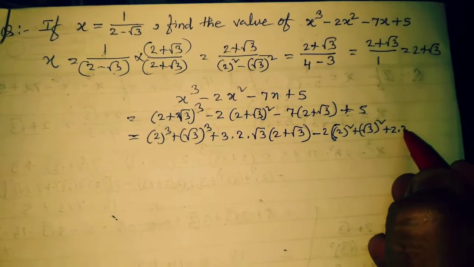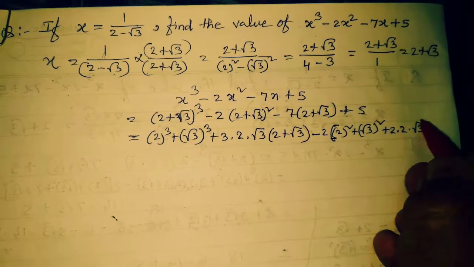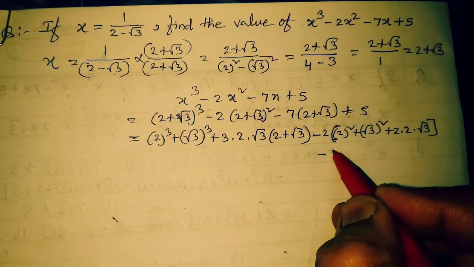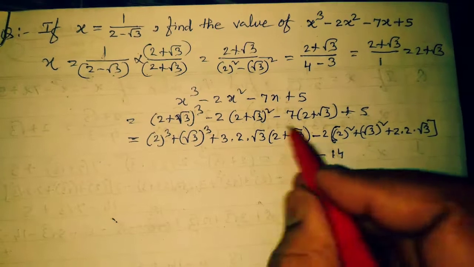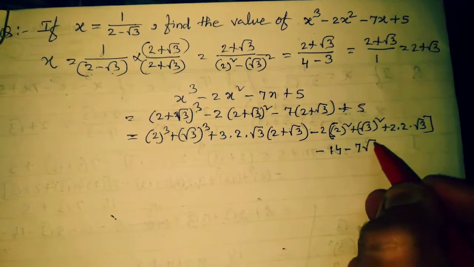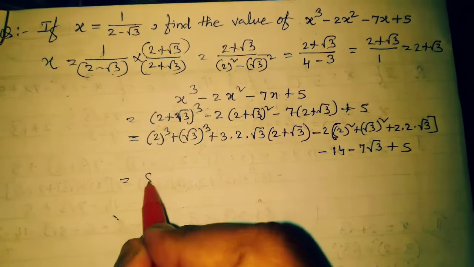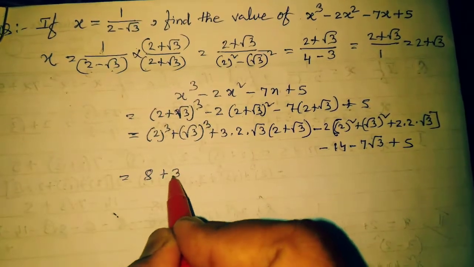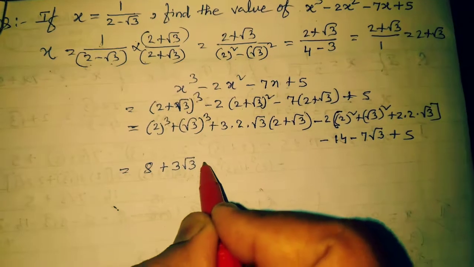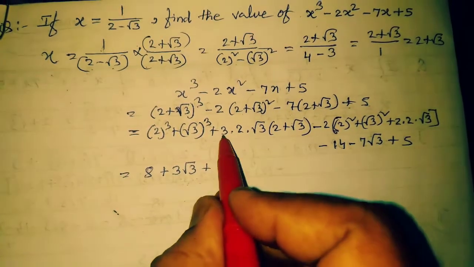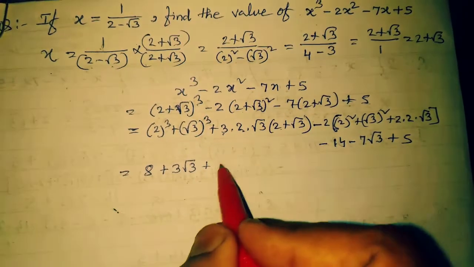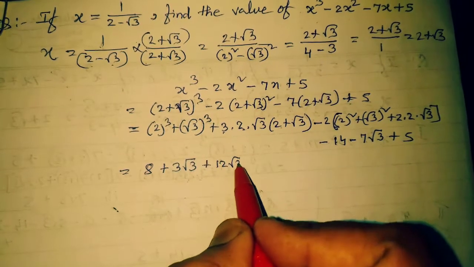2 into root 3 means 2ab, okay? Minus 7 into 2 is 14, and minus 7 root 3, and plus 5. So finally we'll get: 2's whole square is 8, root 3's whole cube is 3 root 3. If you multiply root 3 into root 3 into root 3, we'll get 3 to the 6 and 6 to the 12. So 12 into root 3 is 12 root 3.